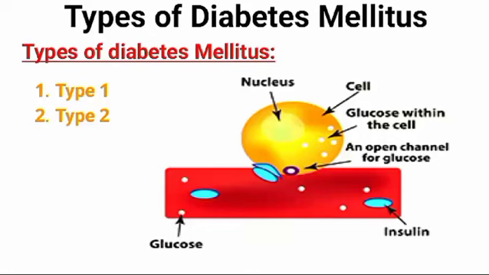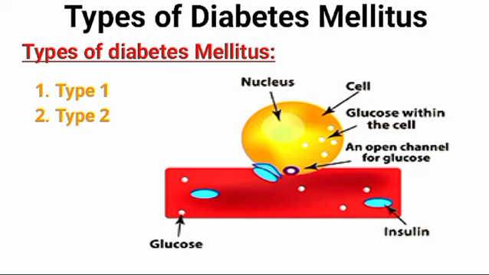Types of diabetes mellitus. The mechanism of this given picture involves the uptake of glucose into cells facilitated by insulin, and glucose from outside the cell enters through glucose channels while insulin binds to receptors on the cell membrane, triggering the translocation of glucose transporter proteins to the membrane, allowing for increased glucose uptake.